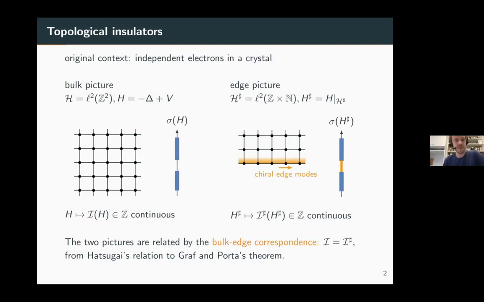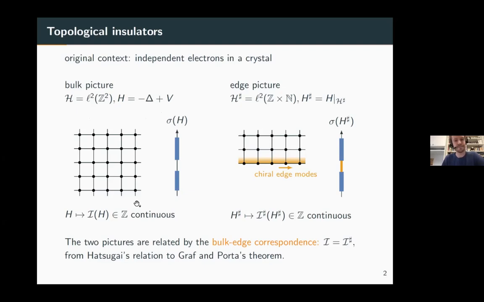So for me, the original context is independent electrons in a crystal. You have two equivalent pictures. The first one on the left is called the bulk picture, where you take some infinite space. So you have a Hilbert space over the Z2 crystal, for example, L2 of Z2. And you have a self-adjoint operator. Think about a discrete Laplacian plus some potential.